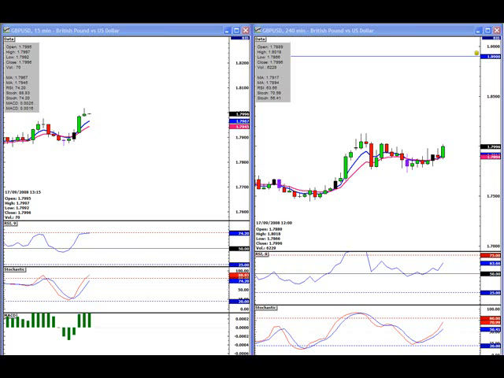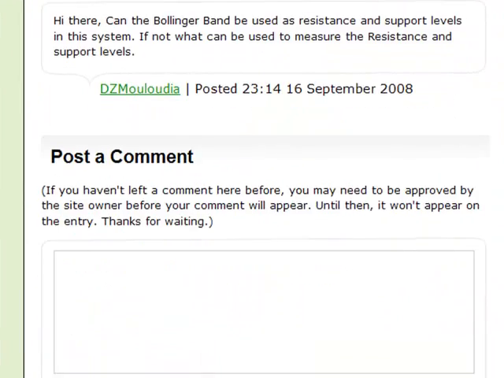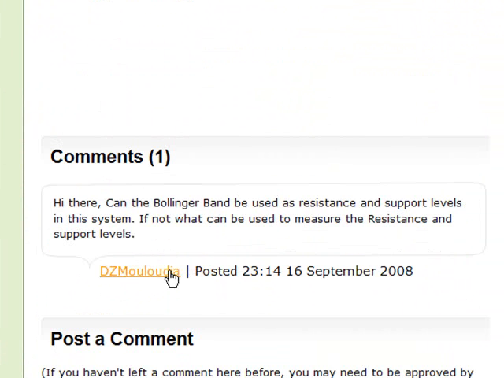First thing I want to do is take a look at a comment from yesterday's post. And we have a comment from DZ Muludia. I think that's how you pronounce it. He says, "Hi there, can the Bollinger Band be used as resistance and support levels in this system? If not, what can be used to measure the resistance and support levels?"